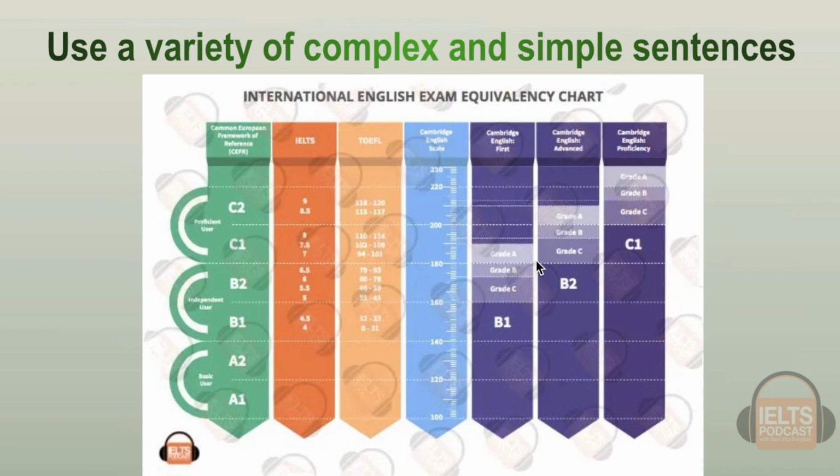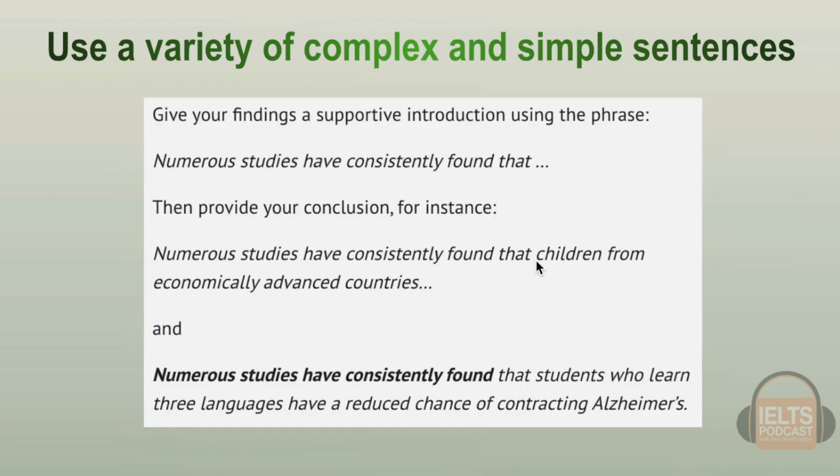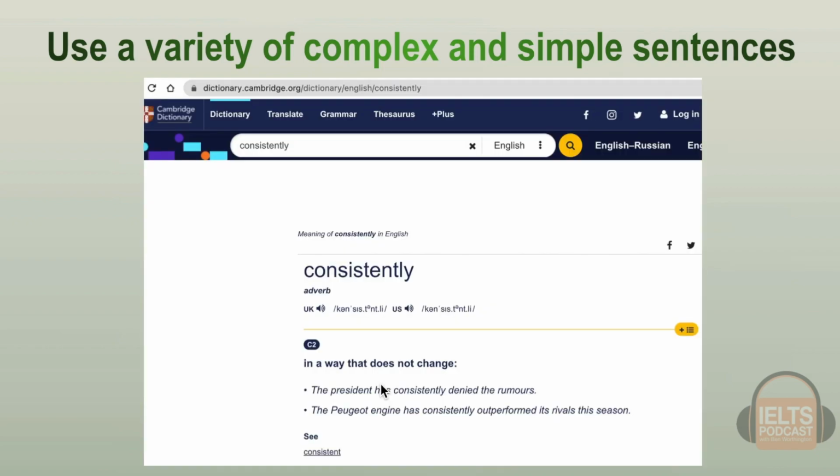Now, obviously, there's more sentences. Another example. Numerous studies have consistently found that students who learn 3 languages, okay, again, we could say numerous studies have consistently found that pollution is increasing at a dramatic rate. Numerous studies have consistently found that crime in inner cities is consistently more severe, or whatever, okay? So we've got these useful phrases. This would be incredibly useful in a body paragraph when you're developing your idea. And look, consistently, how good is that?